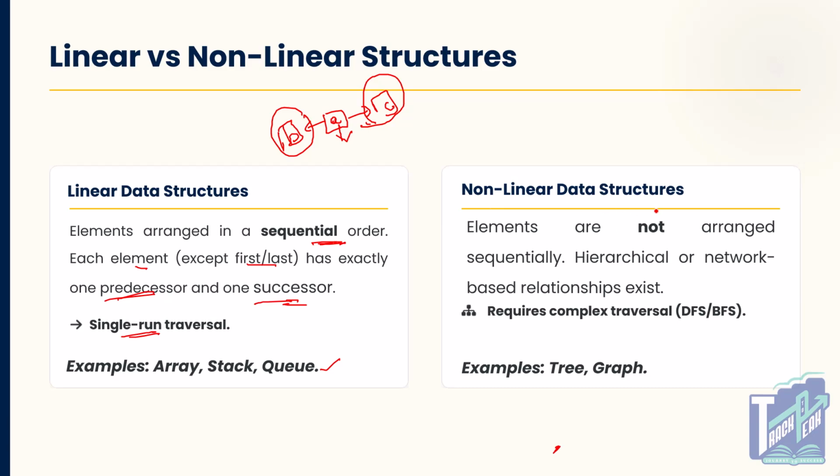In a non-linear data structure, the elements are not arranged in a sequential manner. They are in a hierarchical or network based relationship, so it requires a complex traversal rather than a single run traversal. Here each element can have more than one predecessor and successor. For example, A can be linked with B and at the same time linked with C. This is possible only in a non-linear data structure, where A can have more than one predecessor and more than one successor.